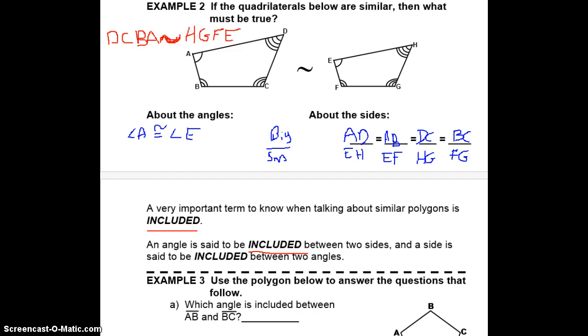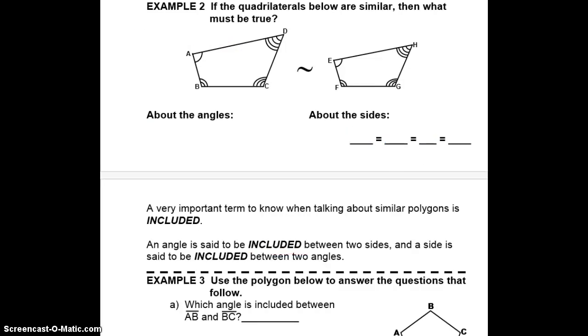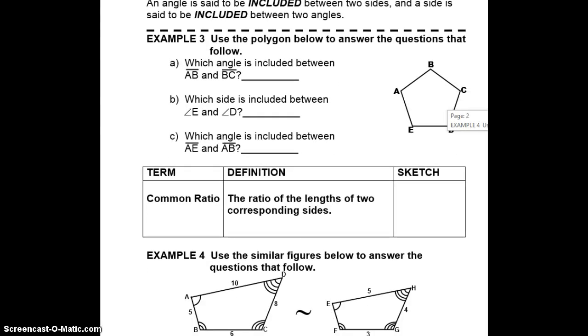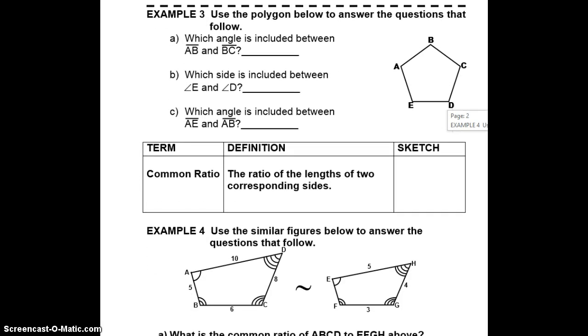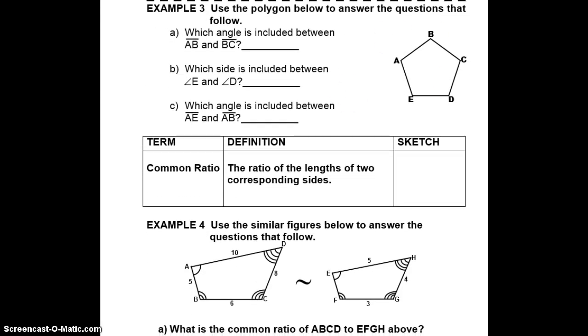Okay. So let's take a look at what we've got. In example 3 here, it says use this polygon to answer the questions. We're going to say what angle is included between AB and BC. And so we've got AB, BC. If I draw them, I can see the angle that they make is angle B. So I'm just going to say angle B.